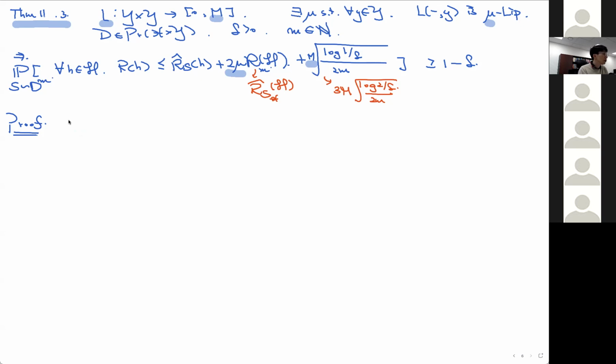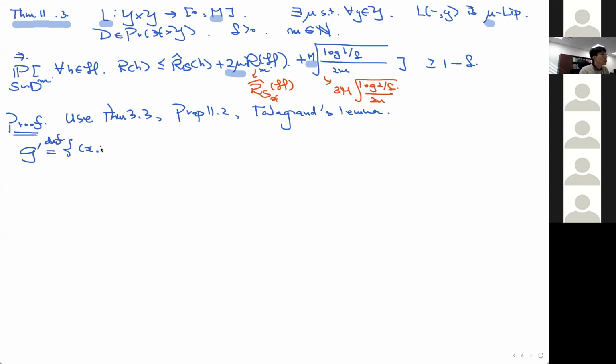So what we're going to do is use theorem 3.3 and proposition 11.2. And also, strictly speaking, we have to use Talagrand's lemma again. That's how we can prove this theorem. So how do we do it? We first define G prime, which is very much like the G that we talked about, but with a slight difference. It maps (x, y) to the loss of h of x comma y, where h is in H. So far, it's the same as the definition of G, but we normalize it by 1 over M.